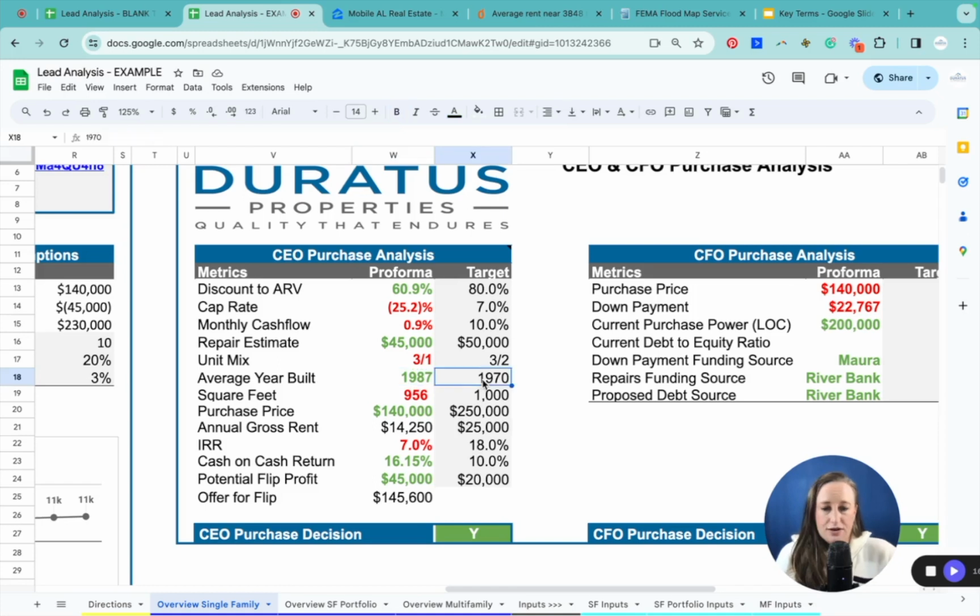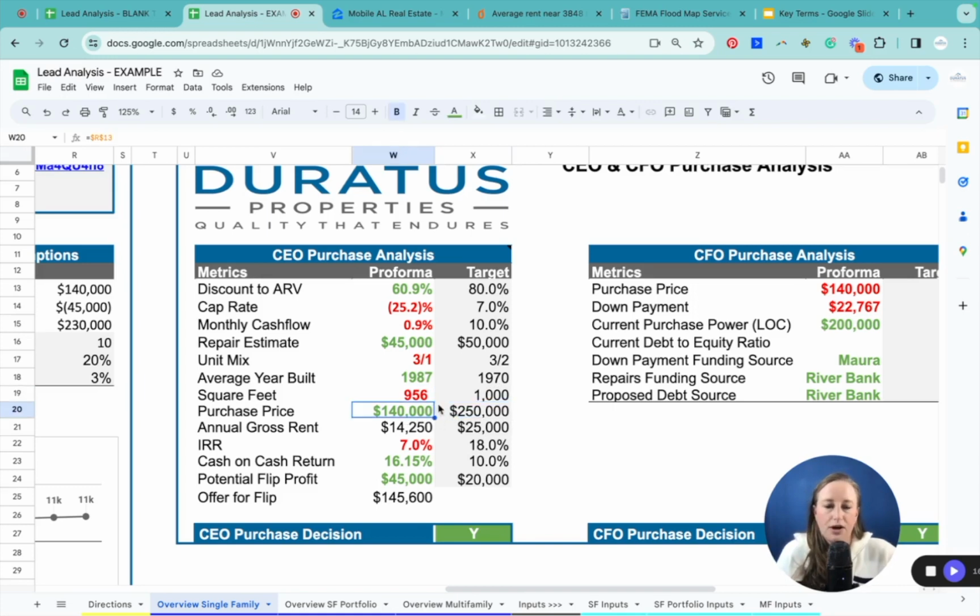I also try to buy houses that were built after 1970 because that's when some of the building codes changed, including the prohibition of aluminum wiring. So I do prefer buying houses that were built after 1970. Square footage. We have 956. I prefer things that are 1,000 square feet or larger. This is right under that, but close enough, honestly.